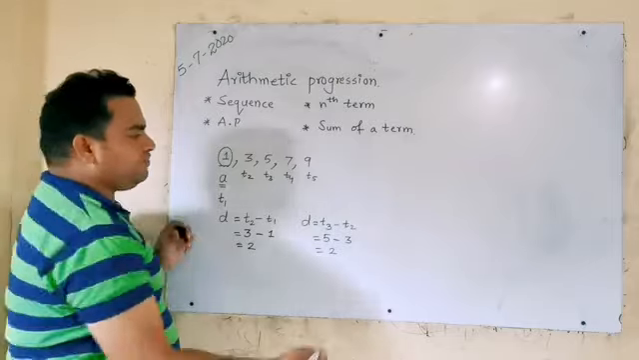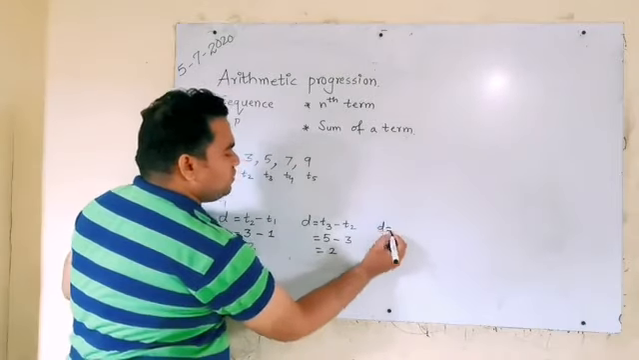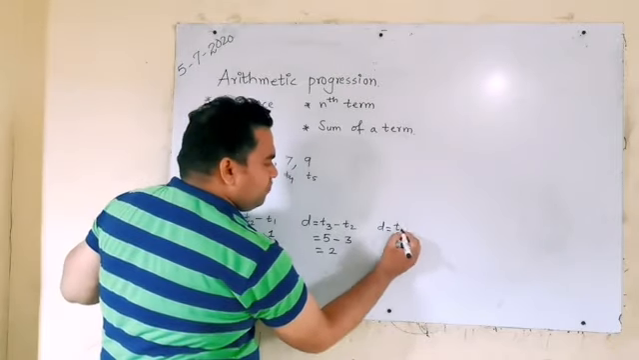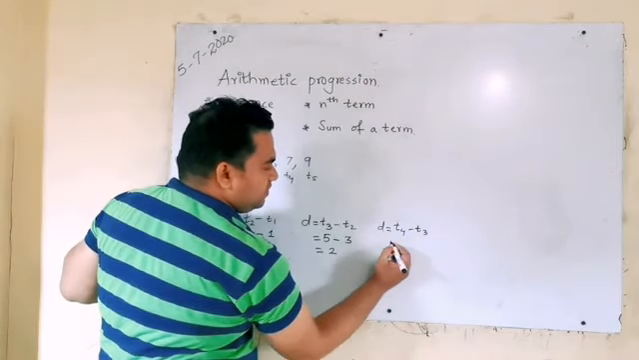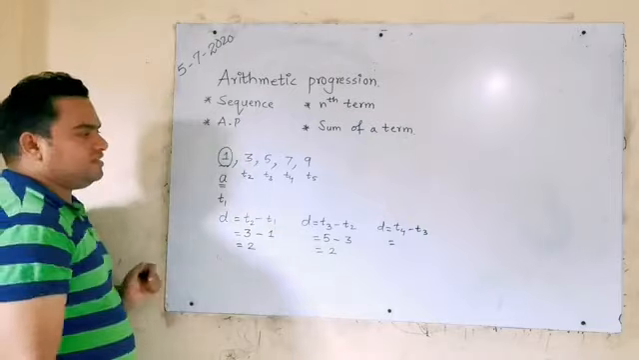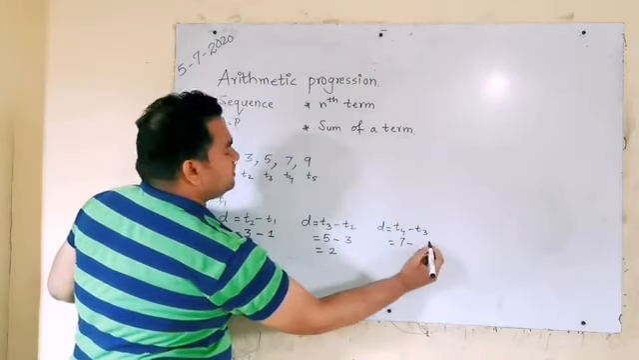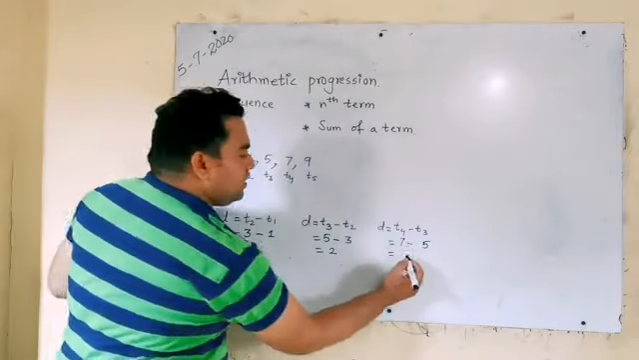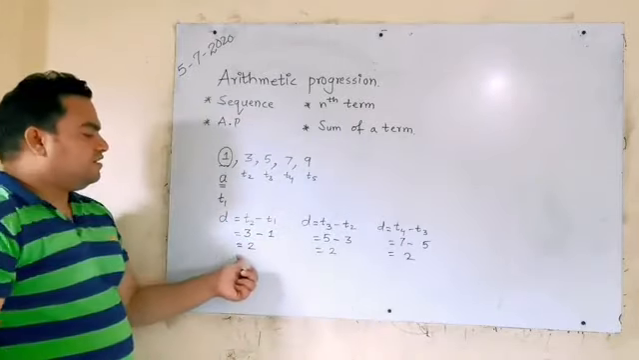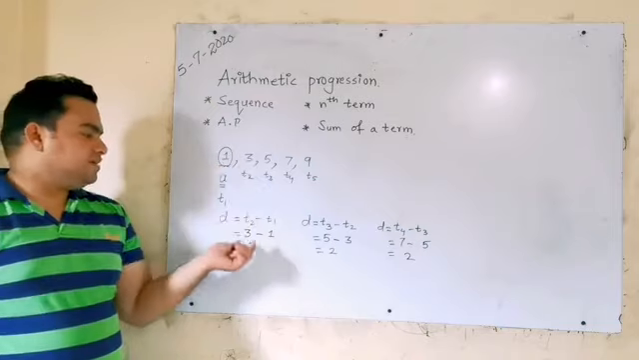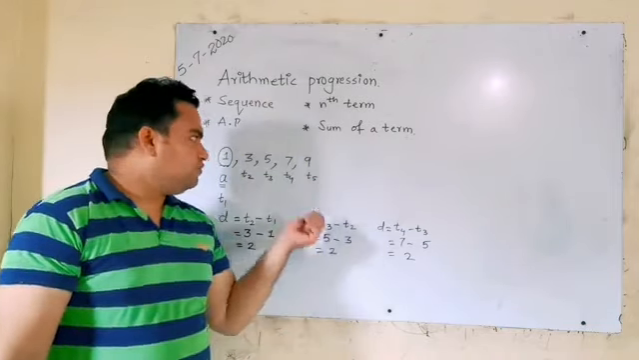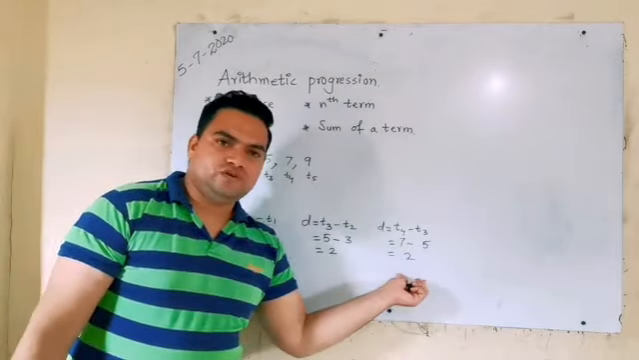Find one more difference over there. D is equal to the next number T4 minus T3. Term 4 minus term 3. So what is term 4? 7 minus 5. So 7 minus 5, the answer will be 2. Can we see that the difference between the first two numbers is 2, the second and third difference is also 2, the third and fourth difference is also 2.